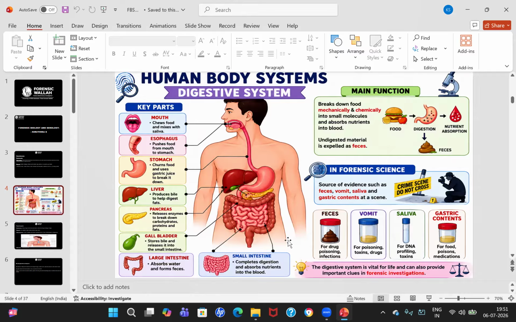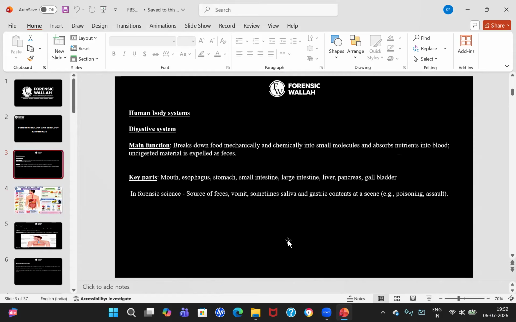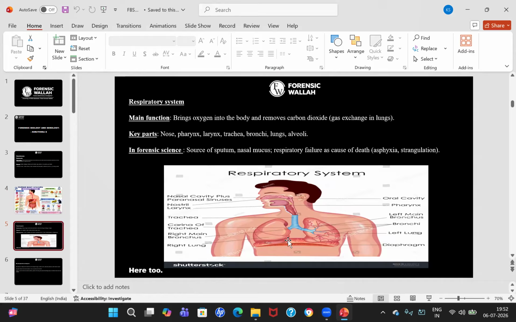So now we will see one by one in detail. We just had a brief introduction about the human digestive system. Now we will start with the human respiratory system. When it comes to the respiratory system, people normally get confused between respiration and breathing.